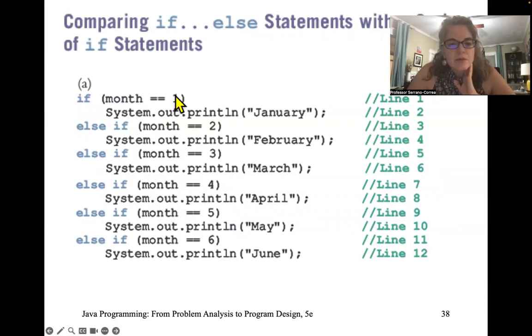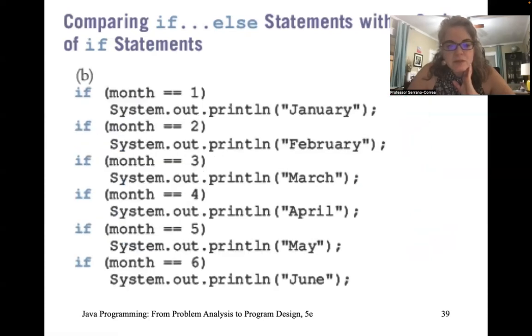We have if the month equals 1, print January, else if month equals 2, print February, else if month equals 3, and so on and so forth. So in Java and C++ and C, we have other ways that we can do this.